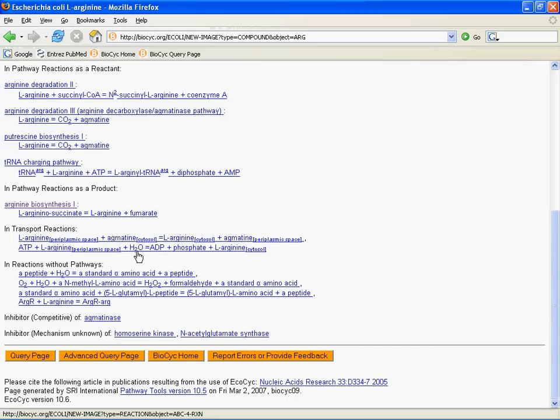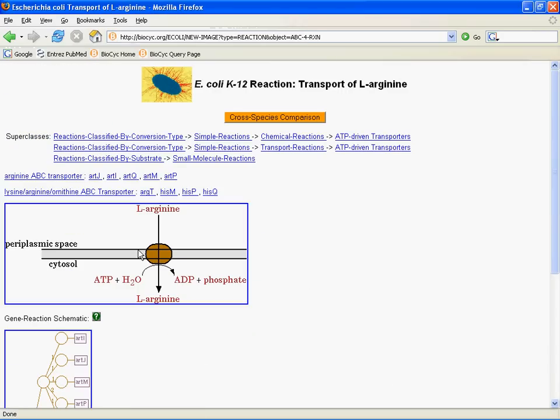I'm going to go with the second transport reaction, which is ATP-dependent transport of L-arginine from the periplasmic space into the cytosol. So I'll just click on that and end up on a transport reaction page. Now, a transport reaction page is a special type of reaction page. We'll be looking at what you might think of as more typical reaction pages, for example for metabolic reactions, a little bit later on in this introductory series. For the moment, we're going to look at a transport page.